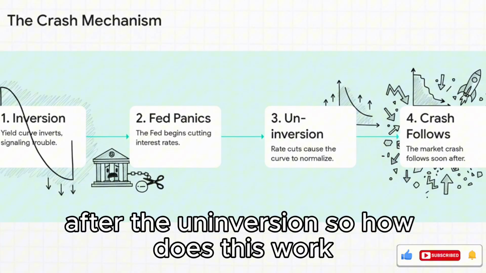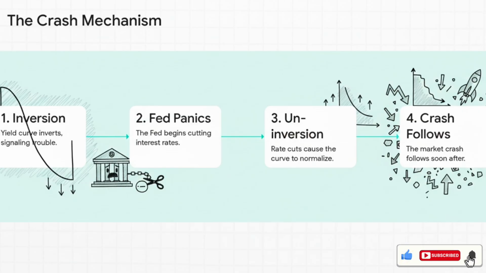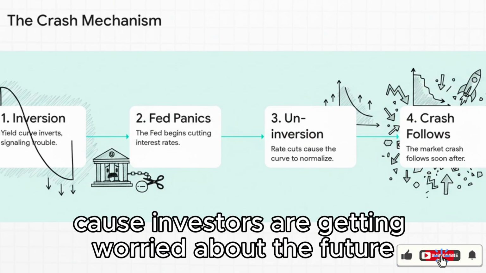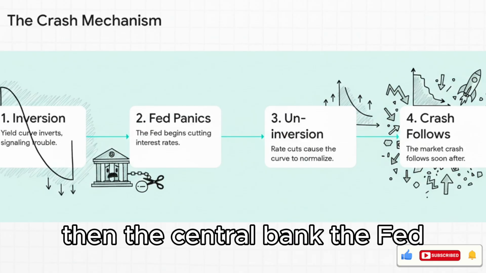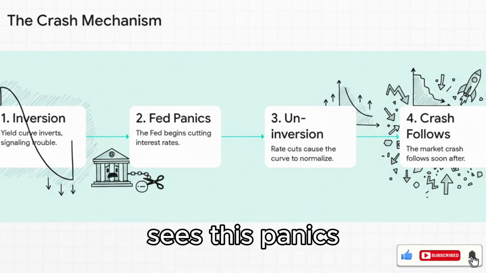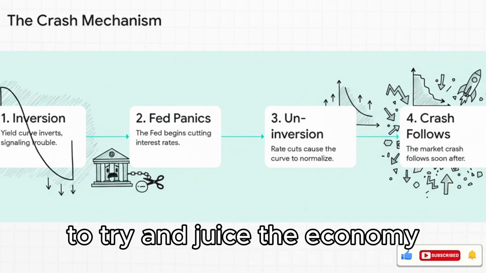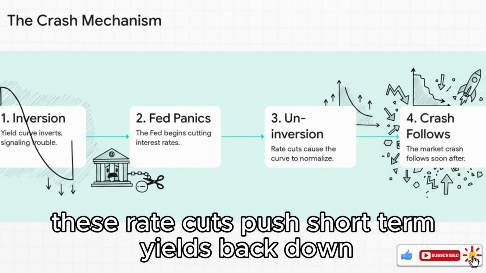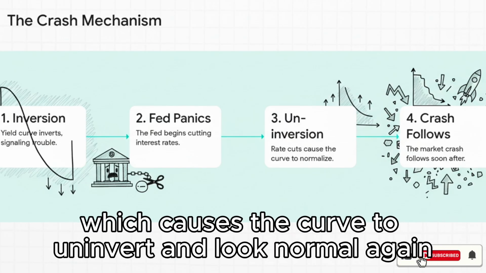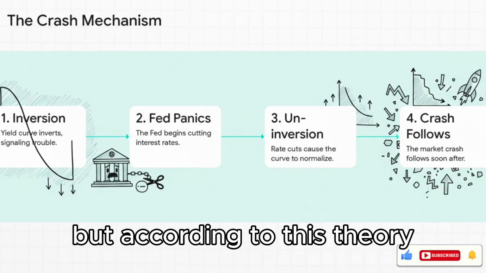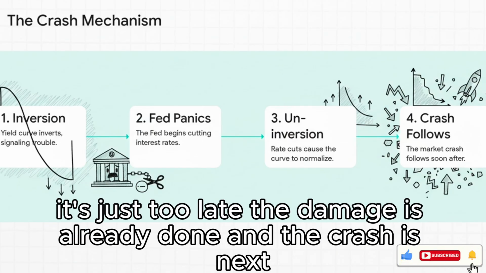So how does this work? Well, it's kind of like a chain reaction. First, the curve inverts because investors are getting worried about the future. Then the central bank, the Fed, sees this, panics, and starts slashing short-term interest rates to try and juice the economy. These rate cuts push short-term yields back down, which causes the curve to uninvert and look normal again. But according to this theory, it's just too late. The damage is already done, and the crash is next.